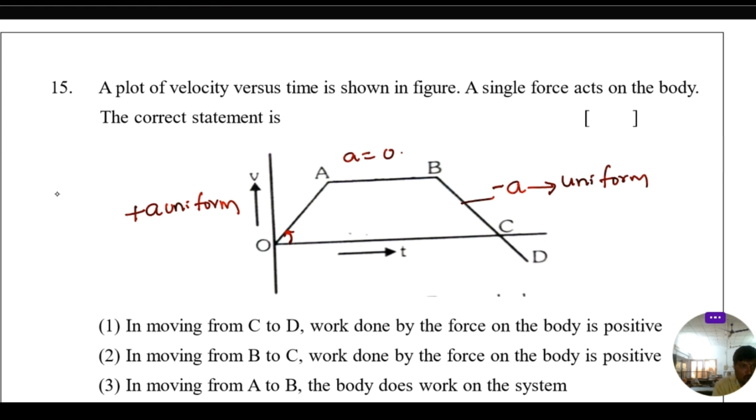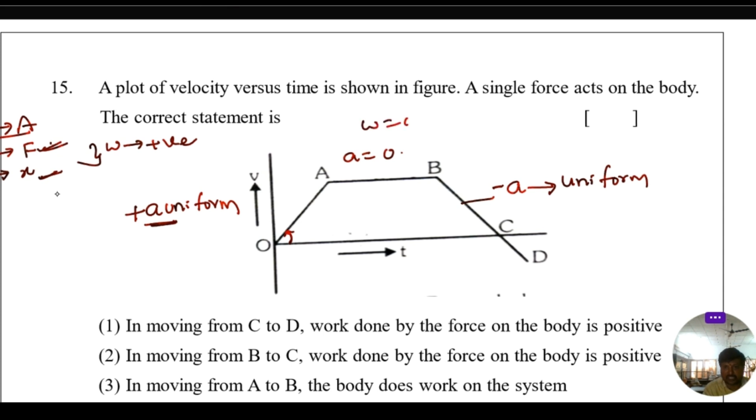So calculate here first O to A. We know very well acceleration is in the direction of force. Acceleration vector is in the direction of force vector, and velocity vector is in the direction of displacement vector. Here acceleration is positive, so force is also positive, and here velocity is positive, so displacement is also positive. So when force and displacement are both positive, work done is also positive. So in moving from O to A, the work done is positive. So option 4 is the wrong one. Let's observe here A to B. Here A to B, acceleration is 0.